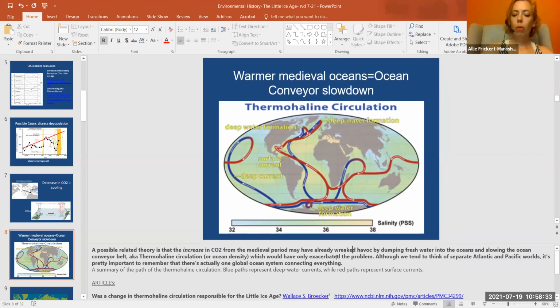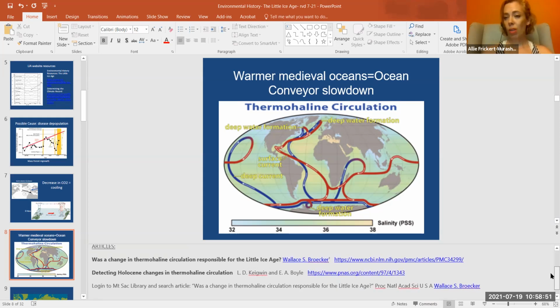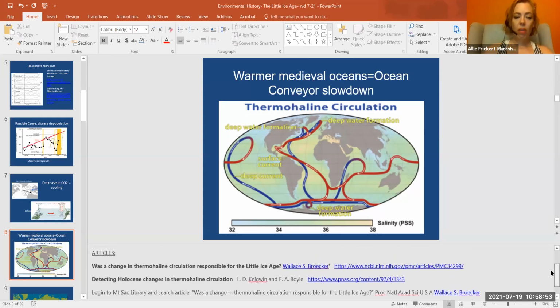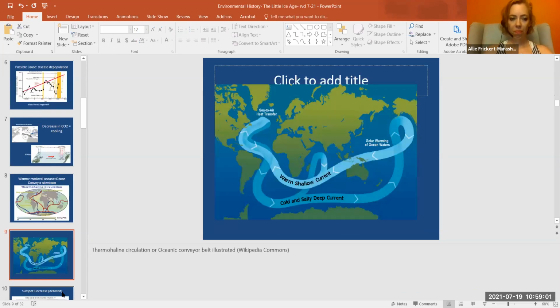So you have the blue paths that represent the deep water currents here. The red paths represent the surface currents. And so the density of the ocean is changed depending on the warming or cooling trends, and then that changes the overall currents. So here are some articles that talk about thermohaline circulation as a direct cause of the little ice age. Okay, I gave you three different articles that you can look at for that causal factor.